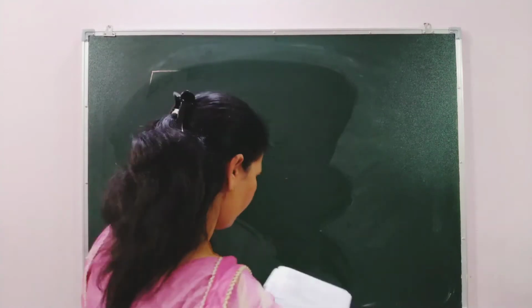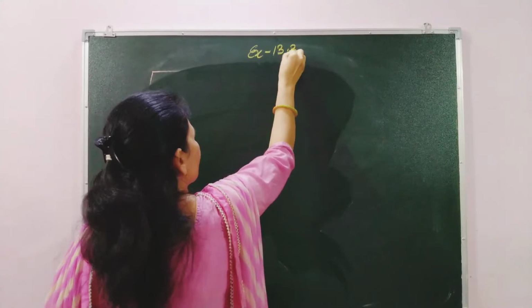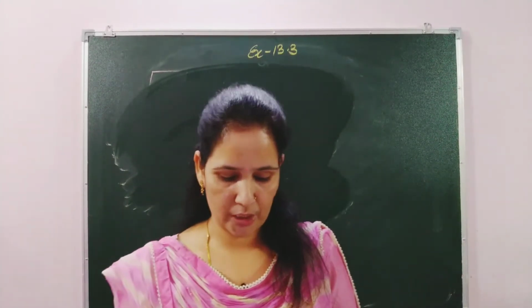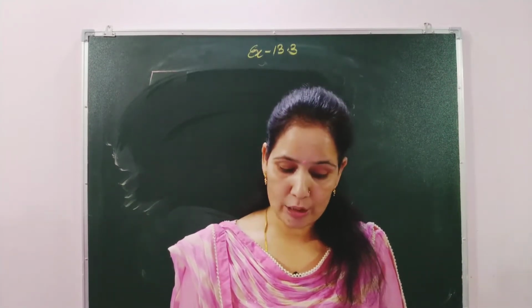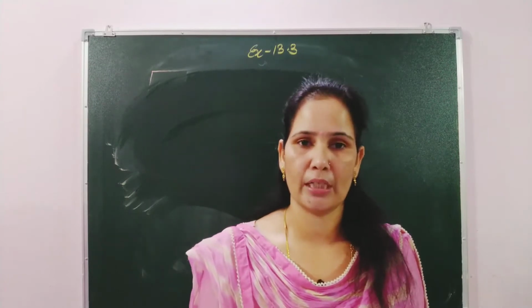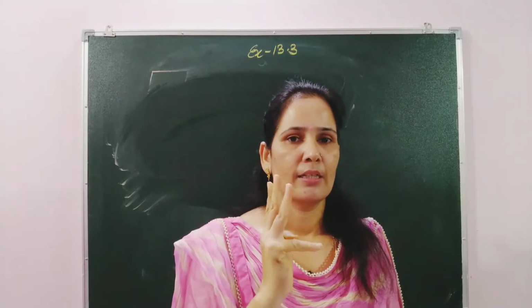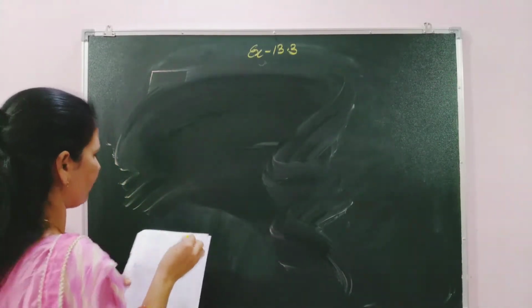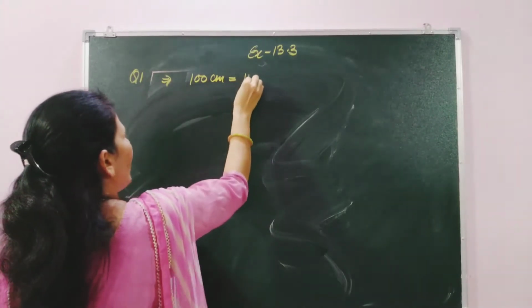So exercise 13.3. Question number first. How many centimeter makes a meter? What is the area of square whose side is 1 meter? And how many square centimeter does a square meter have? That means in one question they asked 3 questions. This question has 3 parts. So the first part, how many centimeter makes a meter? Students, 100 centimeter equals 1 meter.